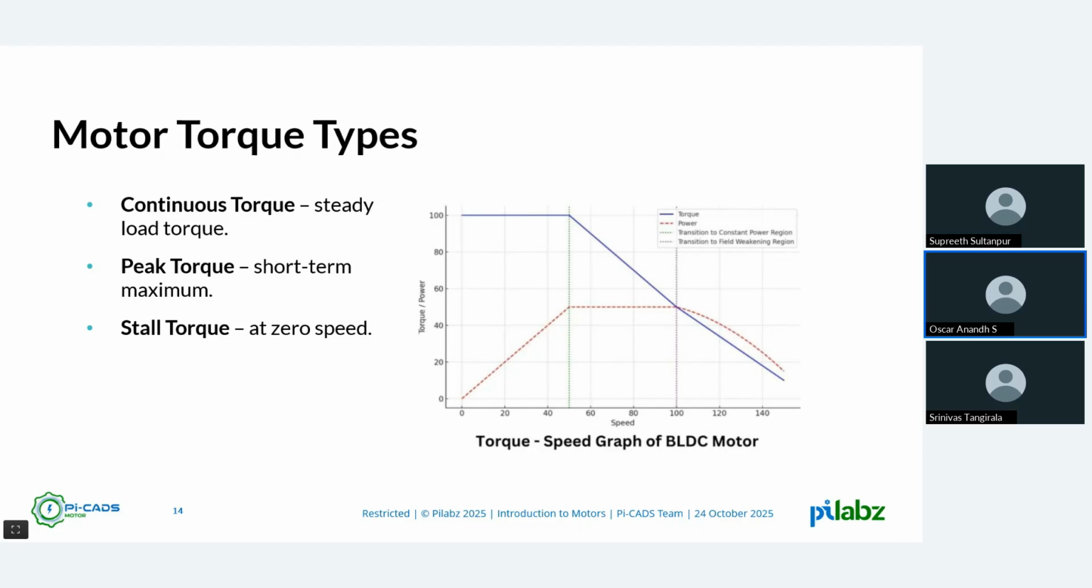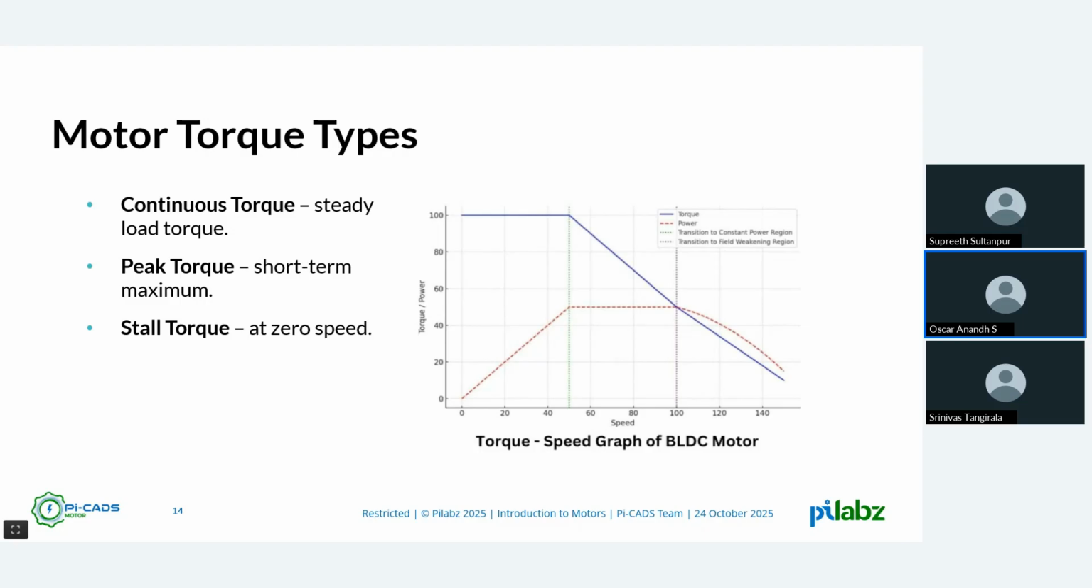For peak torque, I can give an example and then explain. When a scooter starts moving from a stop or goes uphill, the motor gives a quick extra push. This is its peak torque. The peak torque is the maximum torque the motor can produce for a short period of time. That is peak torque.